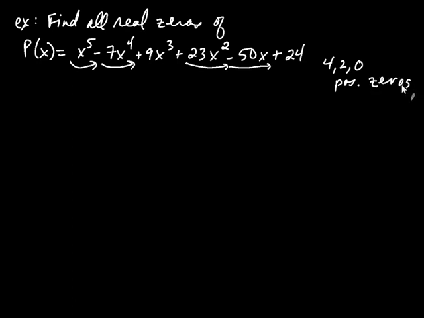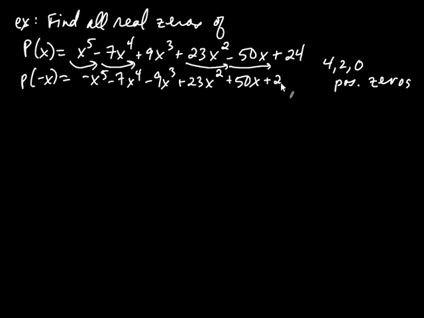Those are our options. And then likewise, when you look at p of negative x, right, it's going to be negative x to the 5th minus 7x to the 4th. Basically, anytime it's odd, it changes sign. So minus 9x cubed plus 23x squared. Anytime the degree is odd, you get a sign change. Plus 50x plus 24. And how many sign changes do we have here? Well, no sign changes, none. We only have 1. Okay, so now whenever you have 1, that tells you that you must have that number of negative zeros. So we have 1 negative 0.